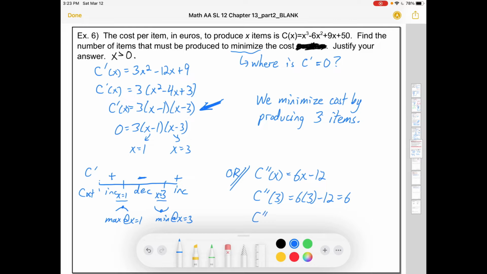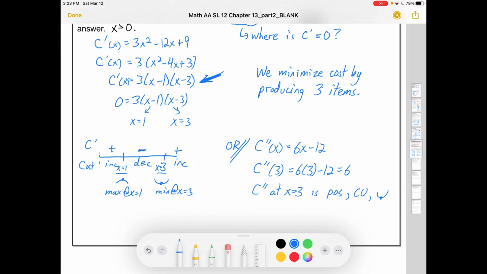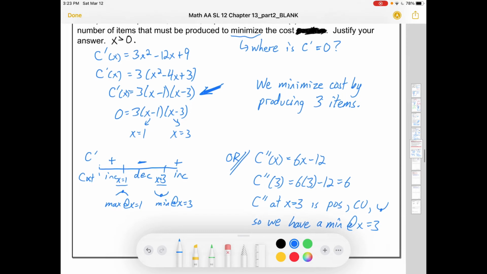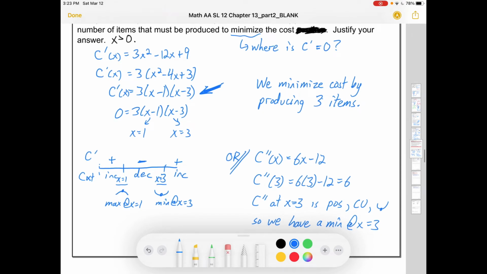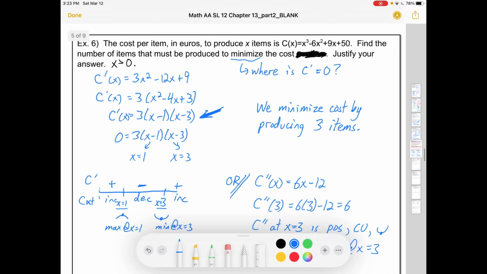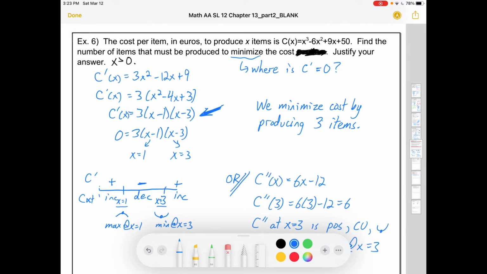So C double prime at x equals 3 is positive, which means we're concave up, which means it looks like this. And so it must be a minimum at x equals 3. So there's the justification, either with the first or the second derivative. Now, if this is a paper 1 question, with the justification, maybe this is worth 4 or 5 marks.